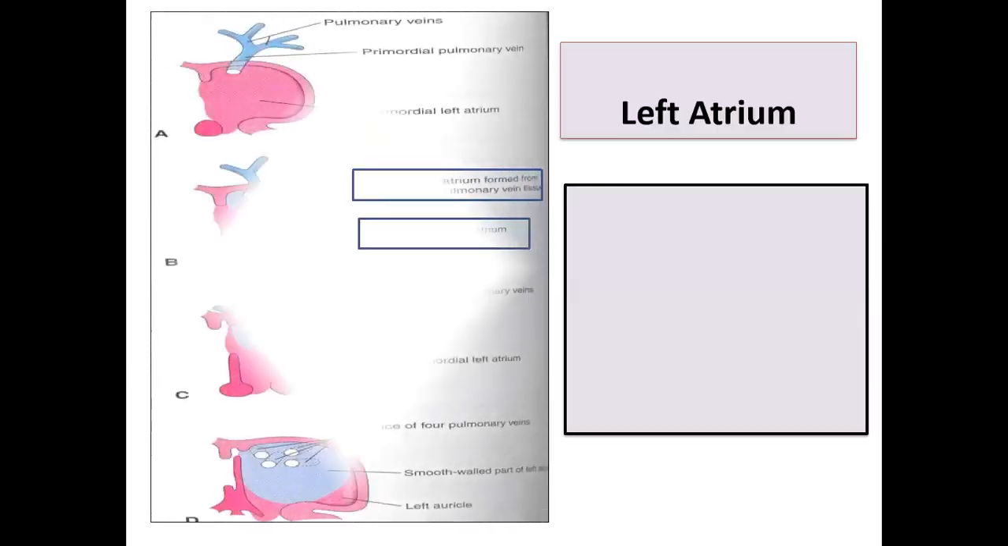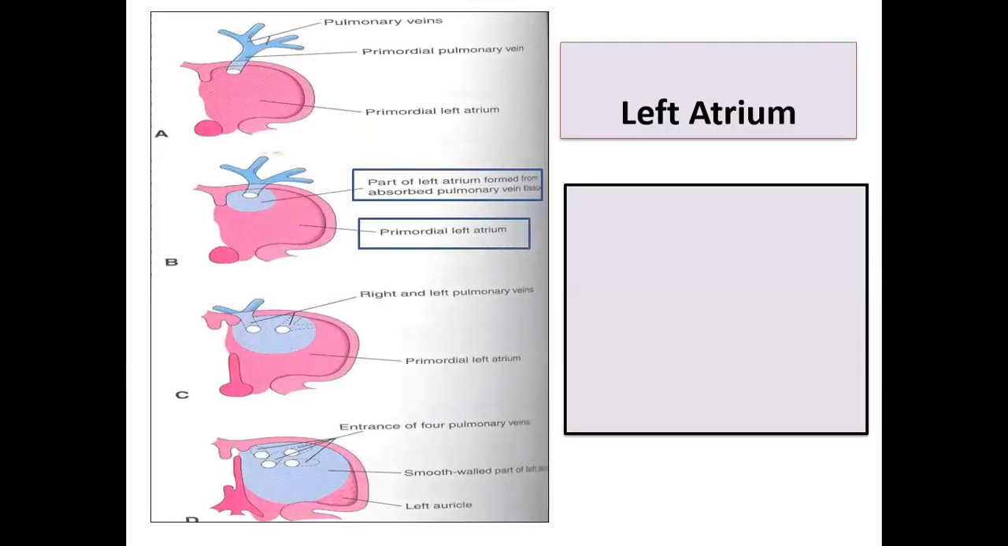Okay, so the left atrium again: you can see the pulmonary vein from the primordial pulmonary vein, and then the primordial left atrium. Part of the left atrium is formed from the absorbed pulmonary vein tissue, the right and left pulmonary veins, and you can see the entrance of four pulmonary veins, the smooth wall part of the left atrium.